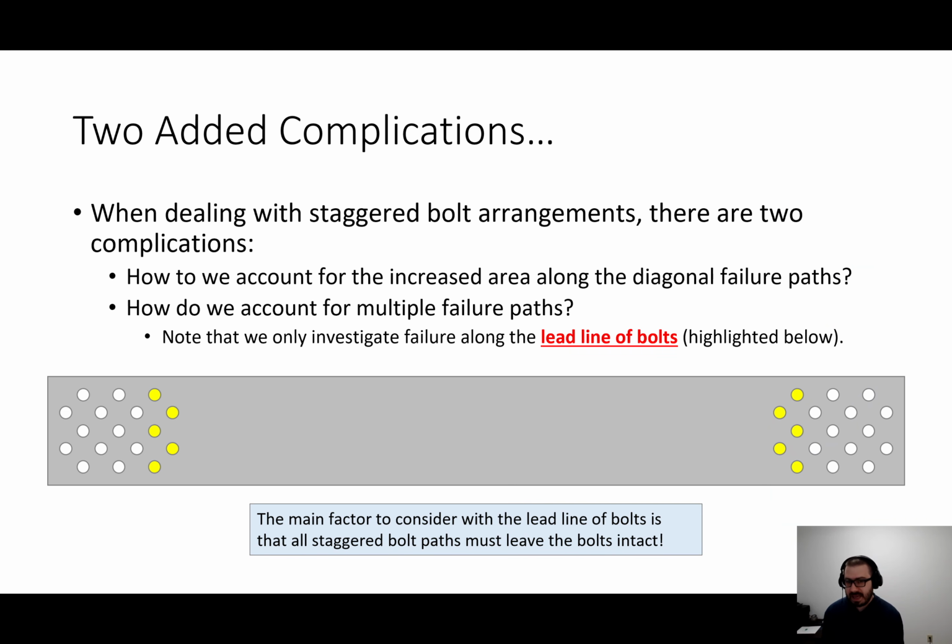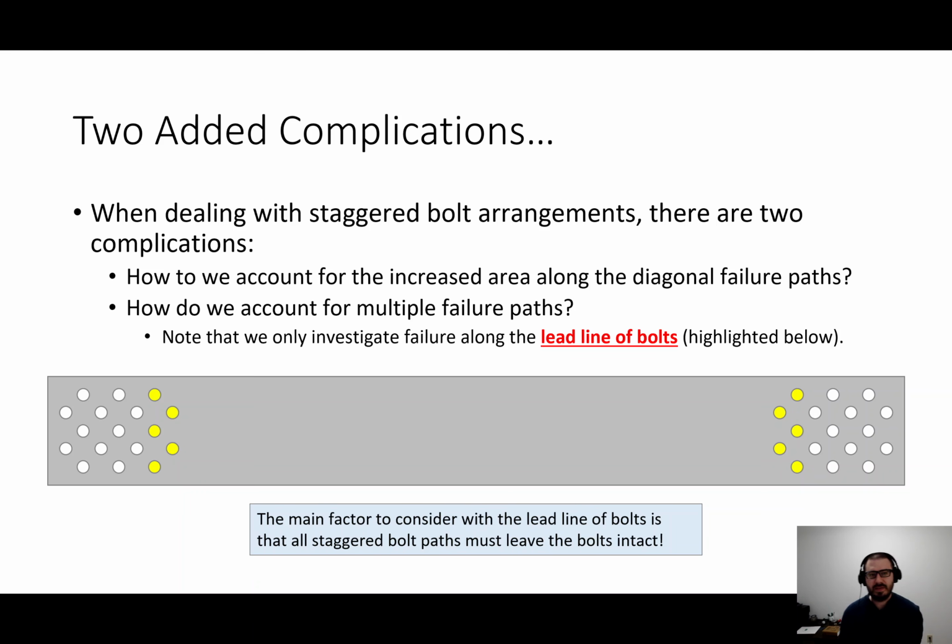But there are some complications whenever you deal with staggered bolt arrangements. The first is, how do we actually account for the area increasing? We have the gross area minus the area lost due to the presence of bolts, but then plus what? The area is increasing, so we've got to be adding something. What are we adding? The spoiler alert: those are going to be called stagger factors, and we'll talk about that here in a second. But then the other question is, how do we account for multiple failure paths? I'll show you what that means in the next slide.